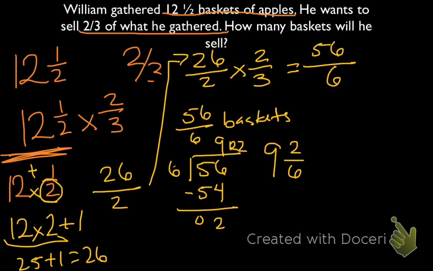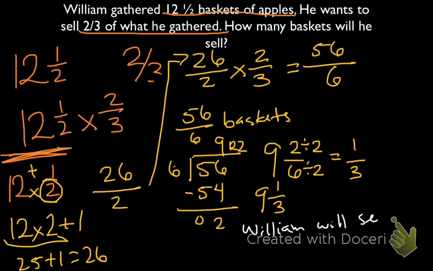Based on that last problem that we did earlier, we know that the greatest common factor between these two is 2. So it's 8 and 1/3. So to write our answer as a complete sentence, William will sell 8 and 1/3 baskets.